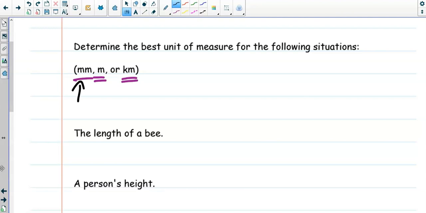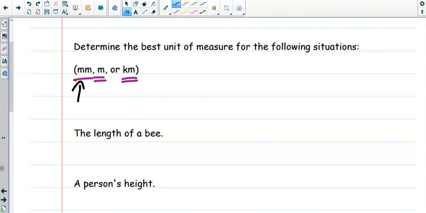So if we want to talk about the length of the bee, bees are not very big. So we certainly don't want to measure it in kilometers, because if I'm measuring some bee in kilometers, Lord help us all, we're being attacked by giant bees. Okay? So we ain't measuring bees in kilometers. And the same thing with meters. If I'm measuring a bee in meters, God help us all. We're being invaded. So when we talk about the length of a bee, we want to measure that guy in millimeters, because it's small, tiny.